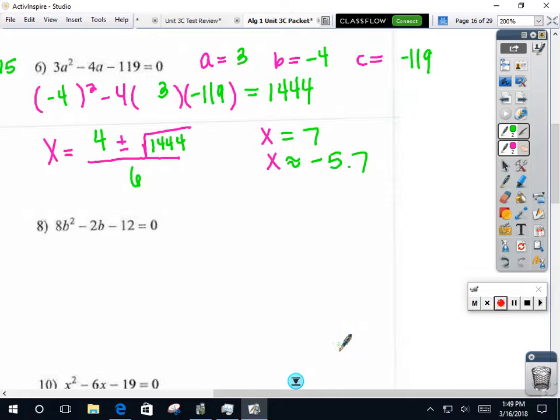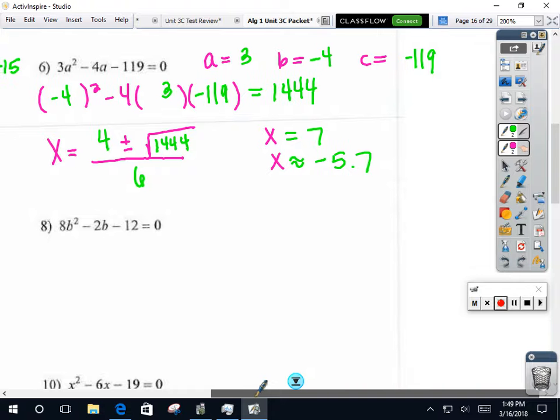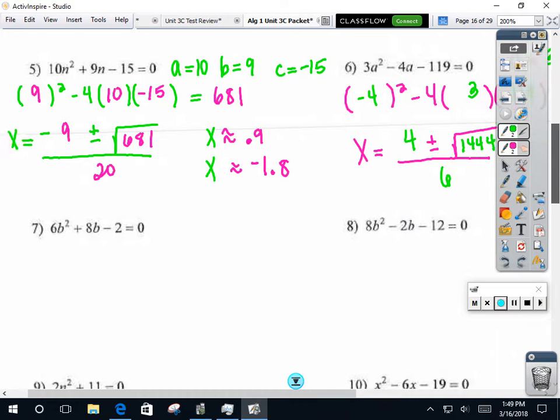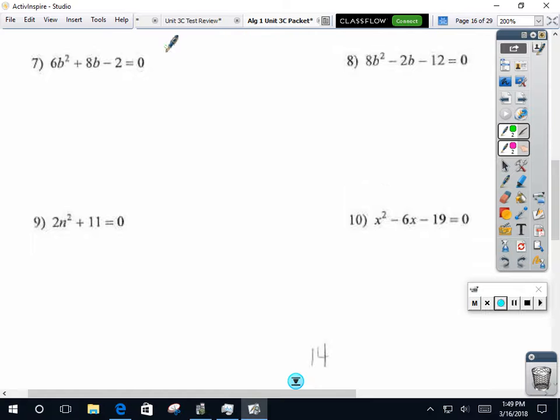All right, number 7. We got 4 more to do and then we'll be done. There's some up here. You used a negative sign instead of a minus on the minus 4ac part. Okay, number 7. What's the A? Guys, what's the A on number 7? What's the B? And what's the C?